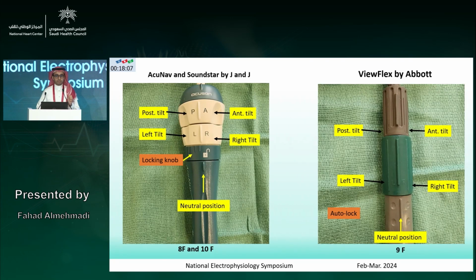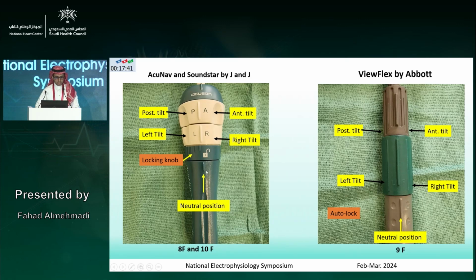I think those who don't use ICE think of it as a very difficult thing to do. Honestly, it's pretty easy. These are the 2 ICE catheters that are available in the market. The one on the left is the one that we use with J&J, the AccuNav and the SoundStar. Every ICE catheter has an anterior flex, posterior flex, and right and left rotation. And the one on the left has a locking knob.